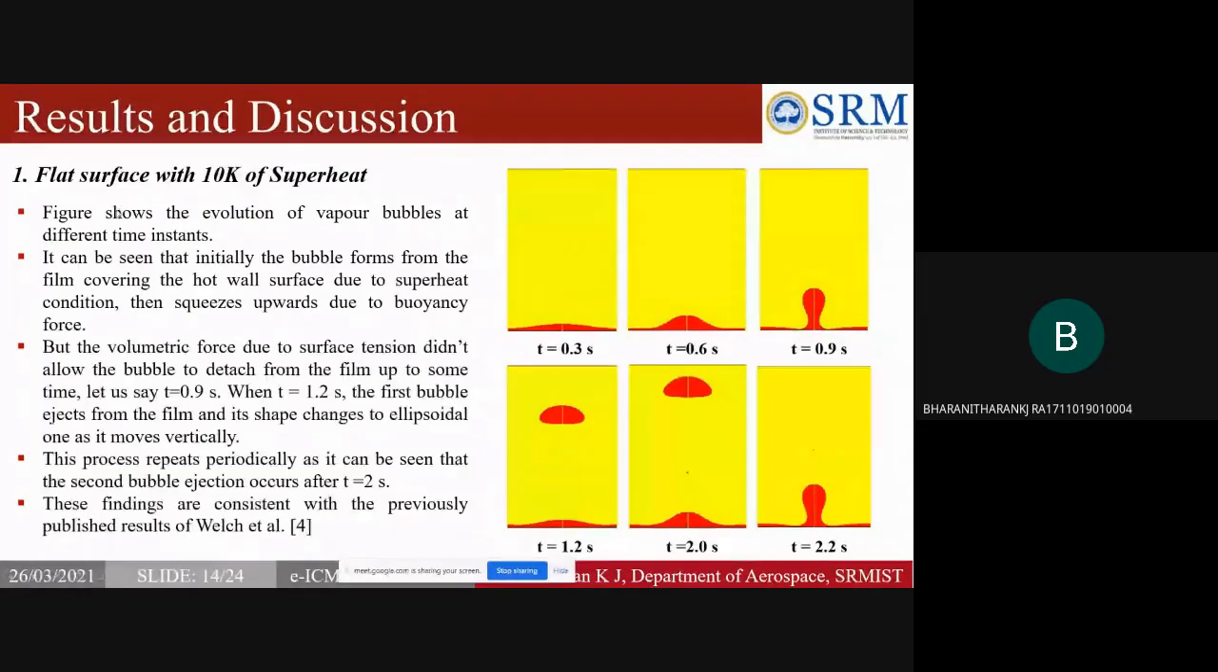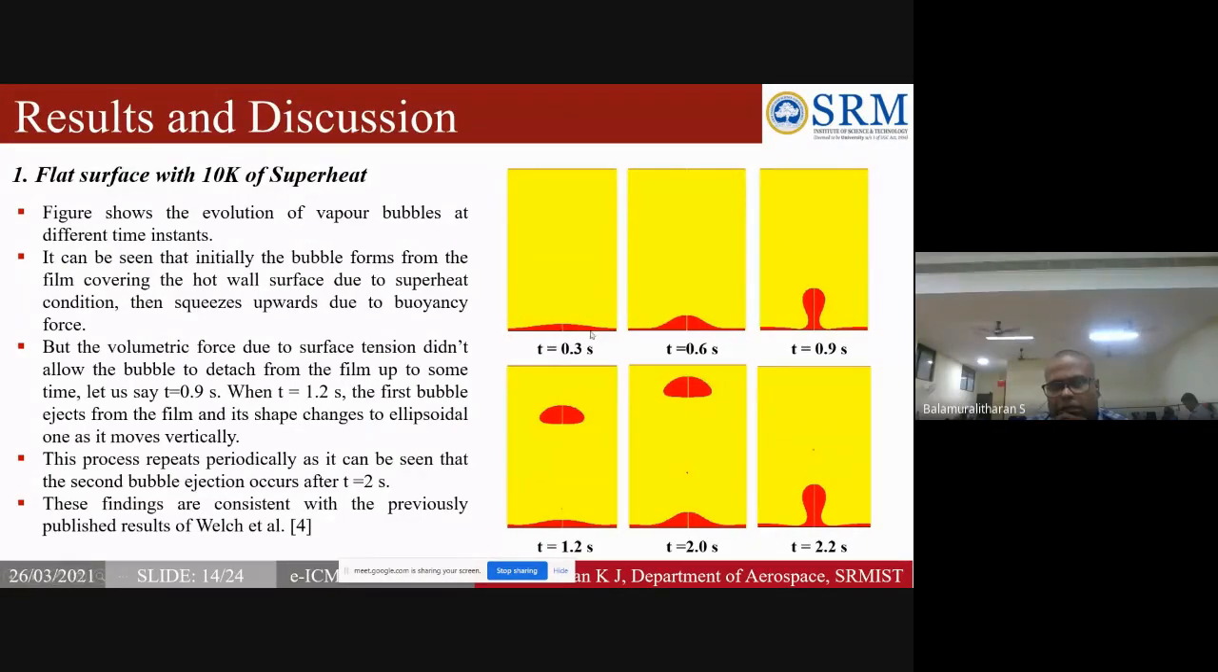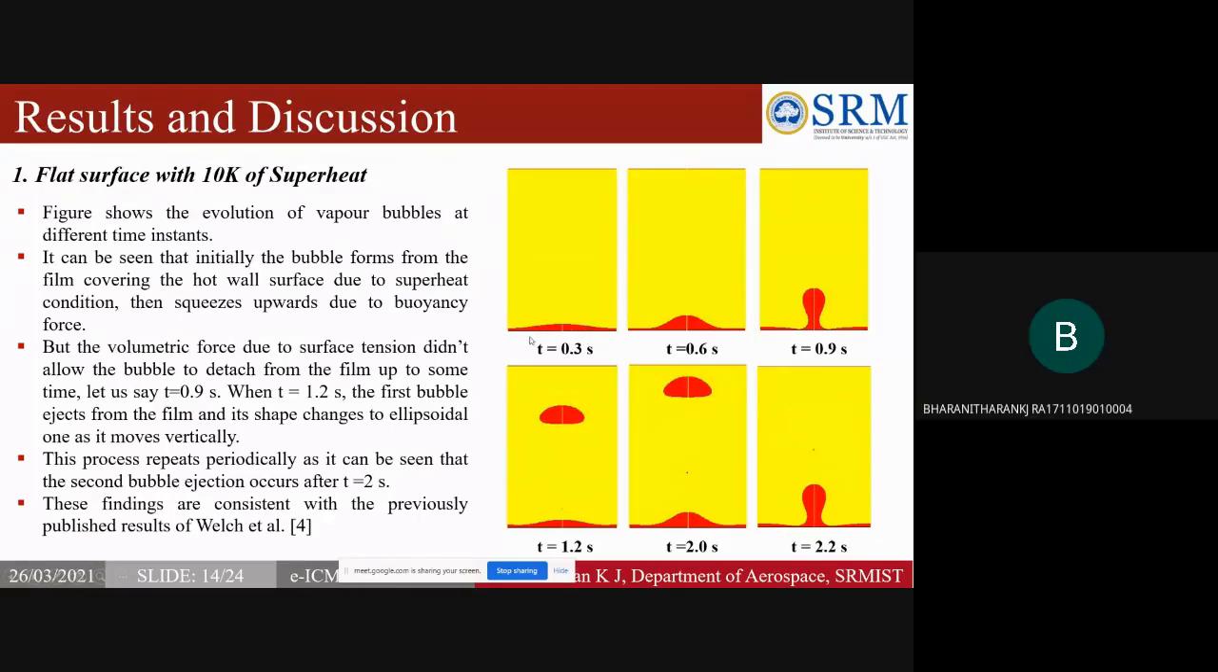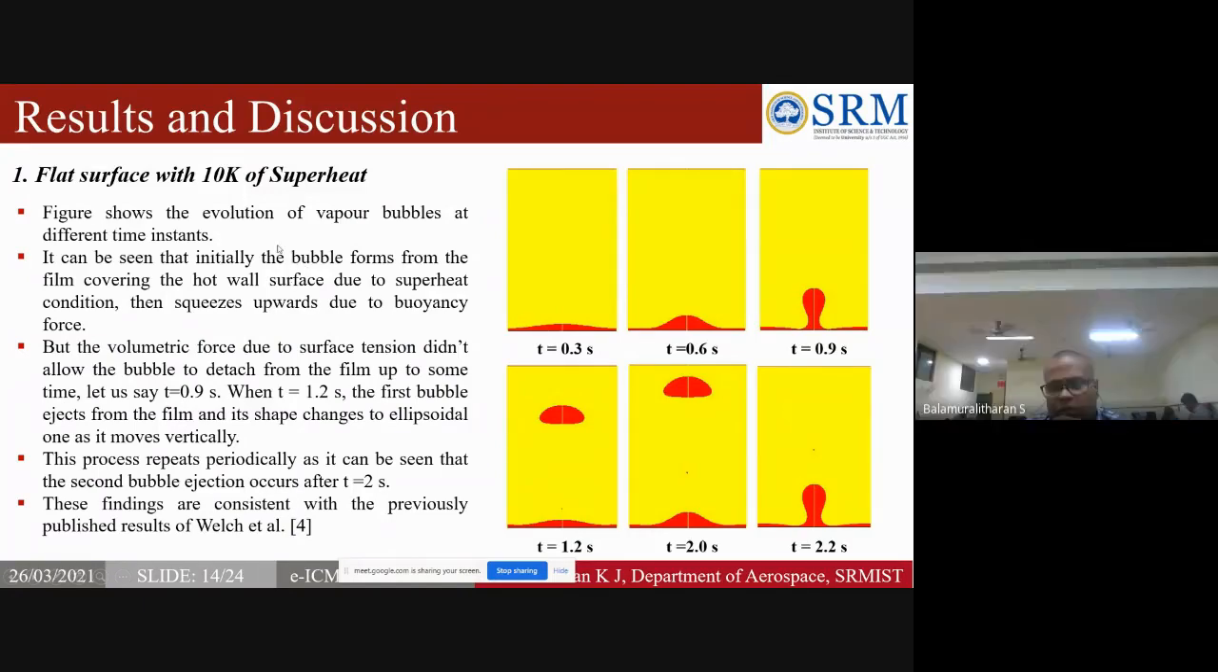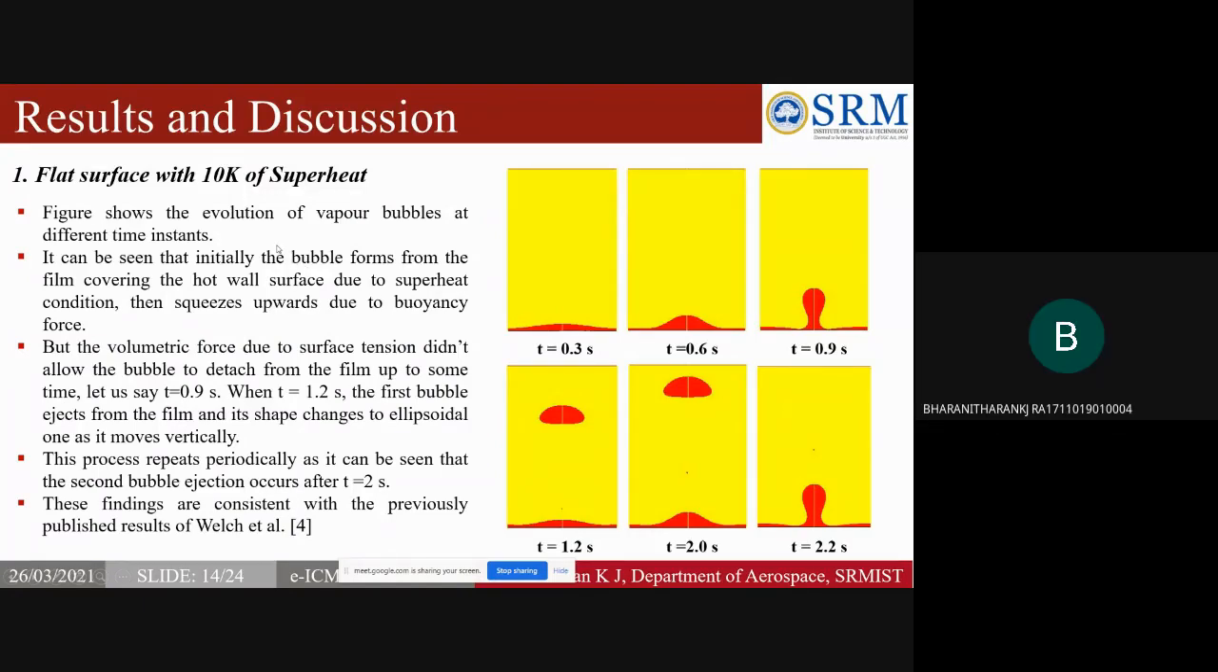So the final result: we studied the bubble structure, and initially we gave the superheat. But your governing equations, how do you solve them? Do you know the analytical approach? So we haven't used an analytical approach. We use a numerical approach. We only discretize. Numerical approach, yes, sir.